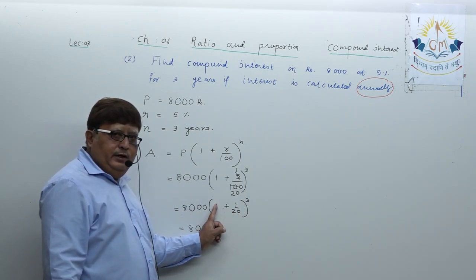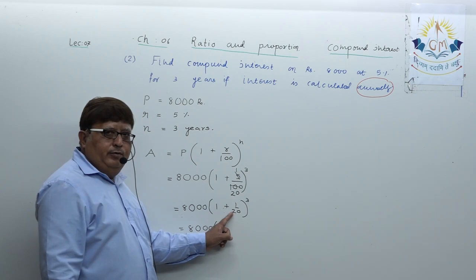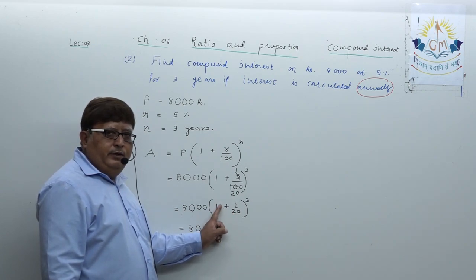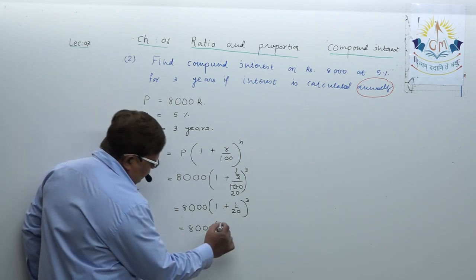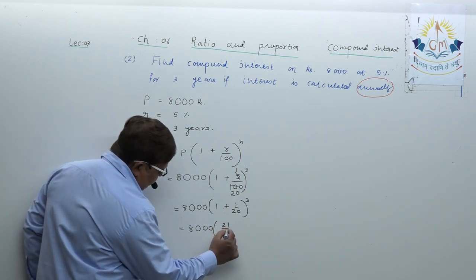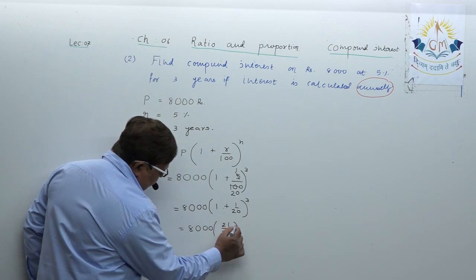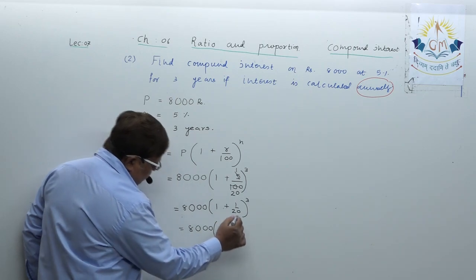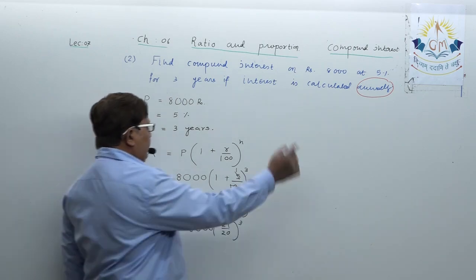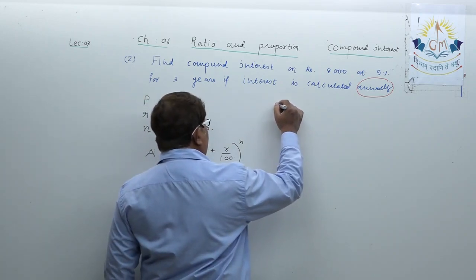21, can I write directly? 21, 20 plus 1, 21 upon 20 raised to 3. Okay. Next step I am continuing here, dear student.